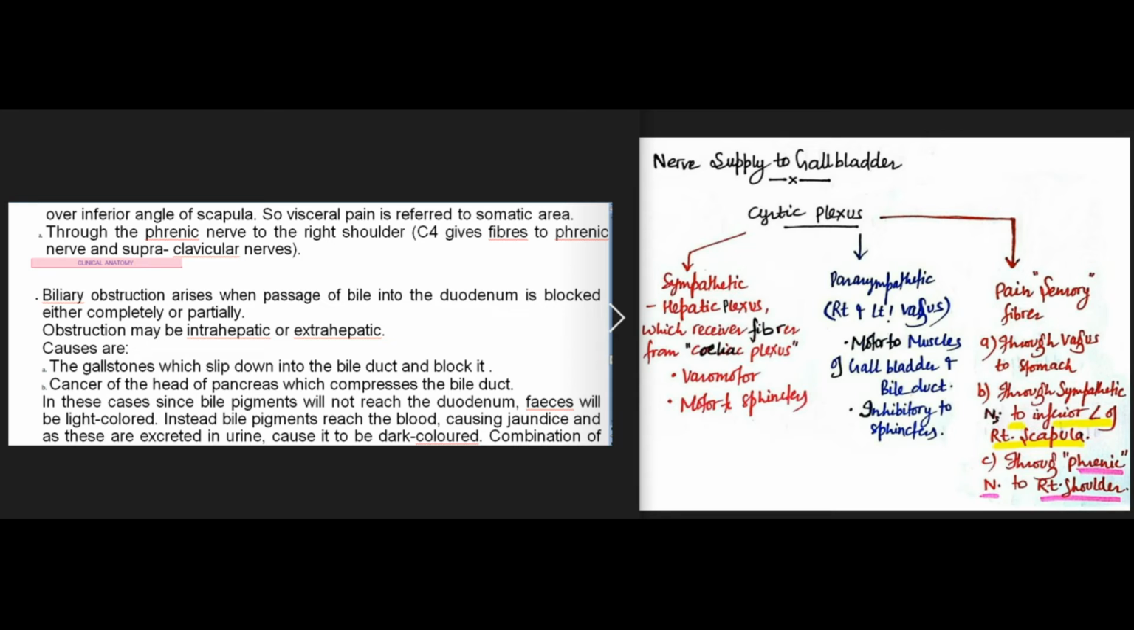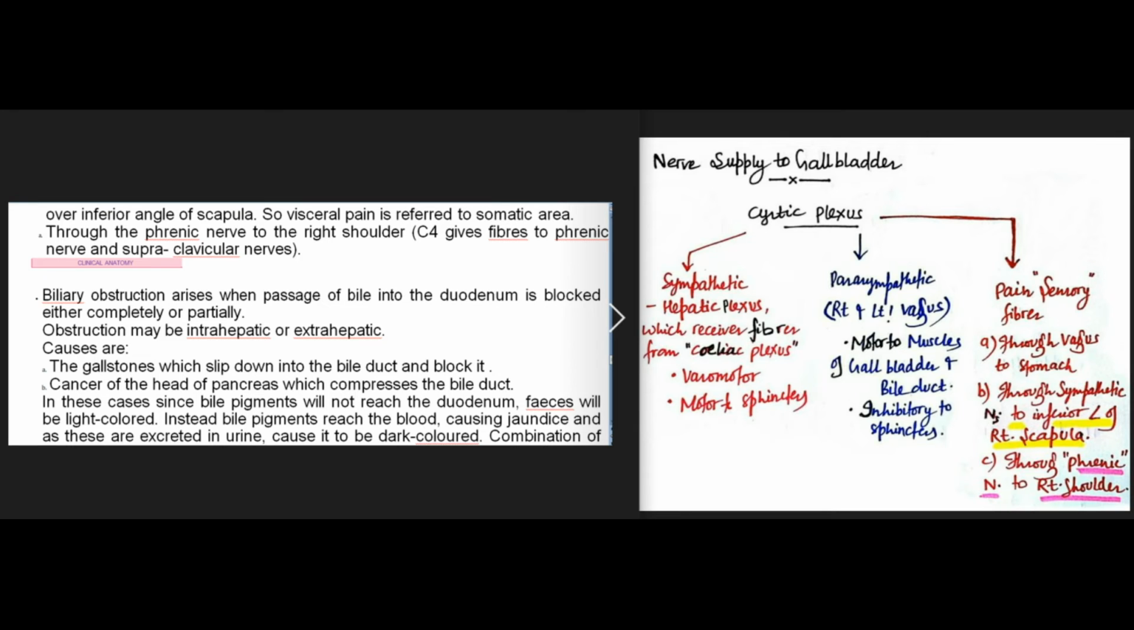Biliary obstruction arises when passage of bile into the duodenum is blocked either completely or partially. Obstruction may be intrahepatic or extrahepatic. Causes are: A. The gallstones which slip down into the bile duct and block it. B. Cancer of the head of pancreas which compresses the bile duct.